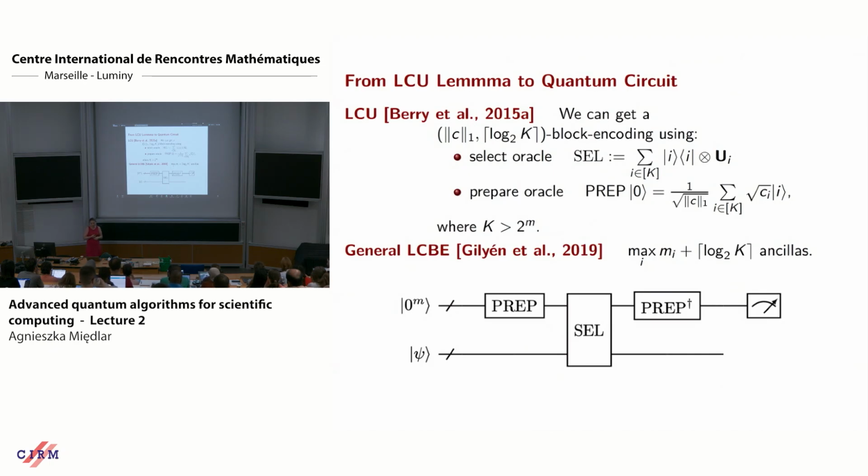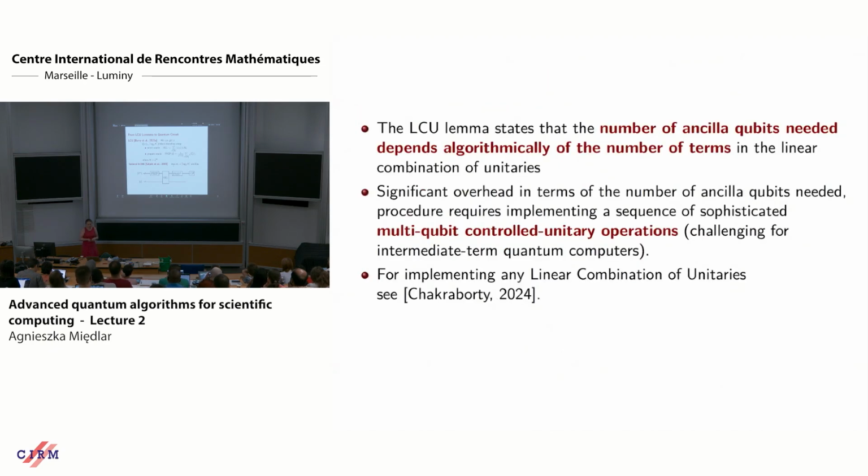You need the select oracle and prepare oracle. And the cost associated with that is proportional to, of course, the ancilla qubits that you're imposing, that you need to block encode every one of the elements. So these are the two results, again, in terms of building a circuit and turning it into something practical. Those two papers here by Berry, Childs, and Gilyén are the resources that you may find useful.